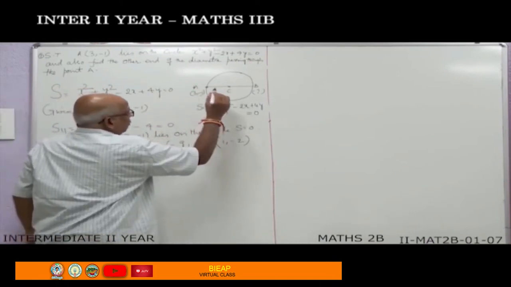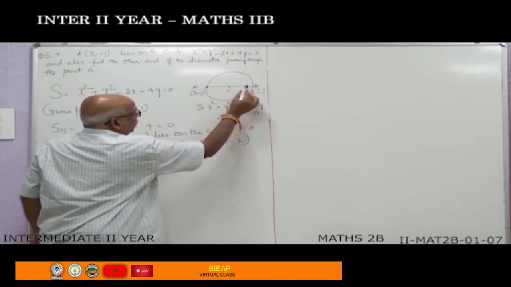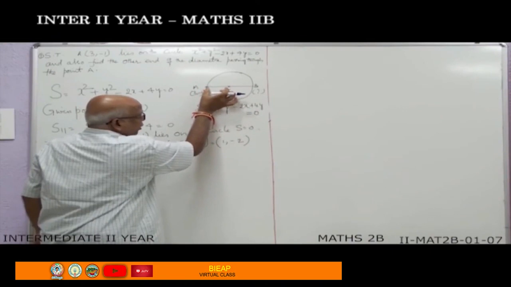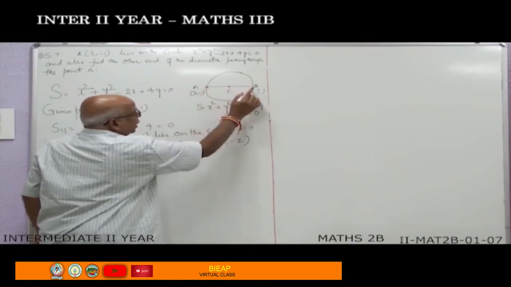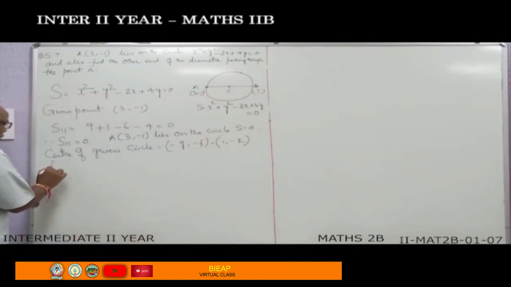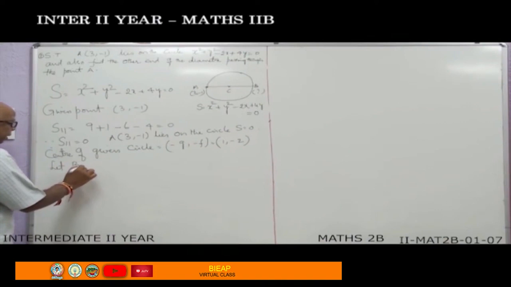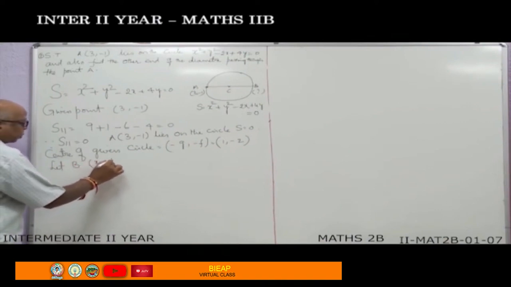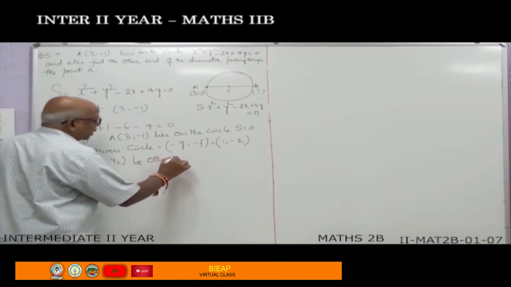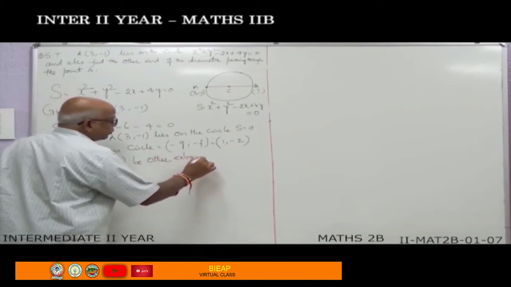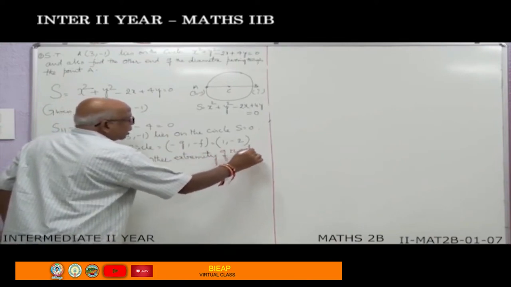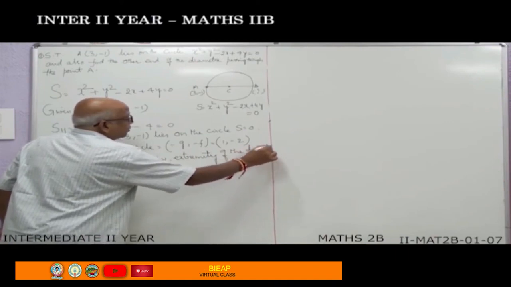Actually, the center C is becoming the midpoint of AB, because if these two are extremities of the diameter, this length is radius and this length is radius. Definitely, for AB, C is the midpoint. So let B coordinates be (x2, y2), the other extremity of the diameter.